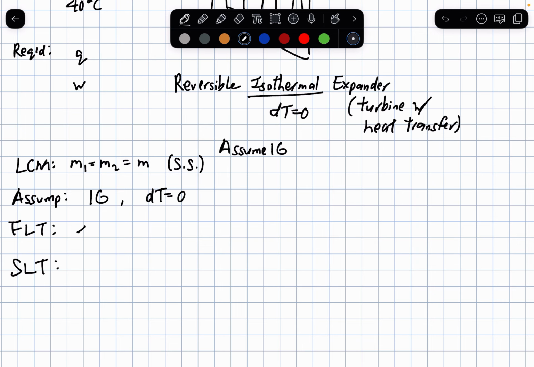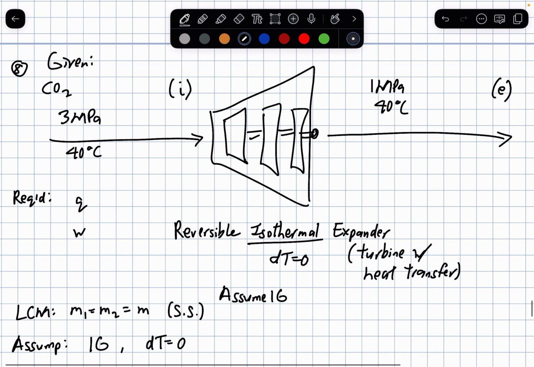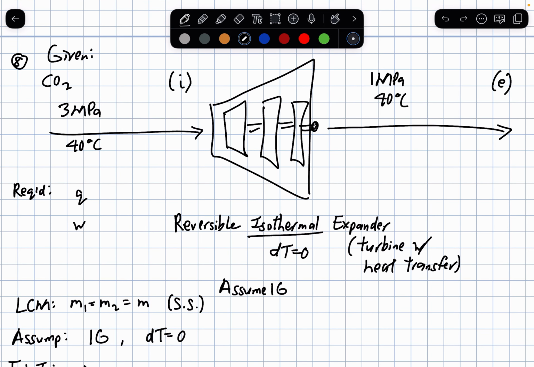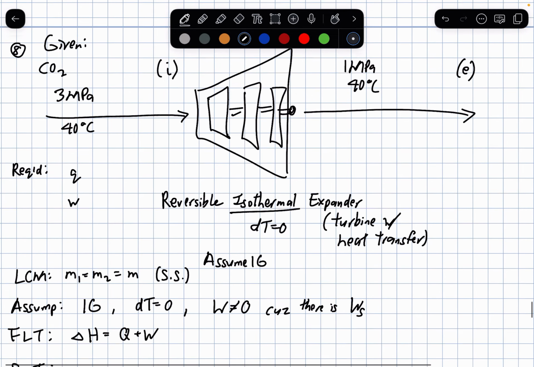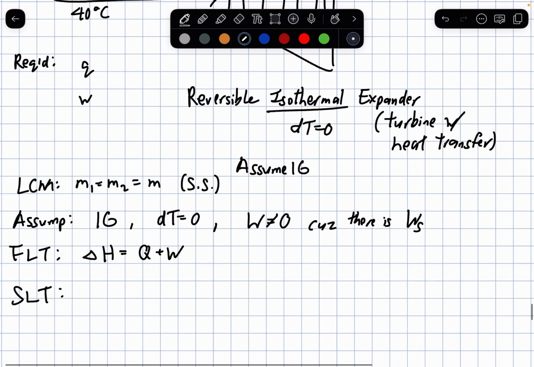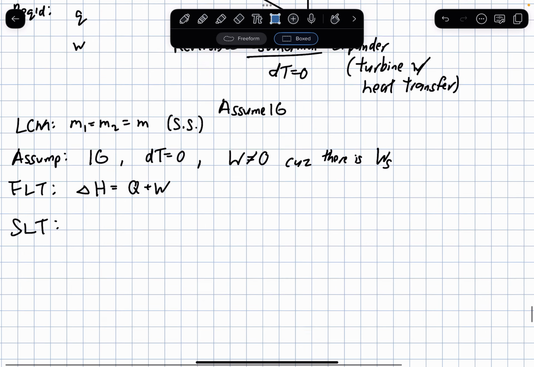In the FLT, this is an open system. We have a thermodynamic device, the expander, which has shaft work, so work is not equal to 0. So delta H equals Q plus W. Is the process adiabatic? No. So Q is not 0.